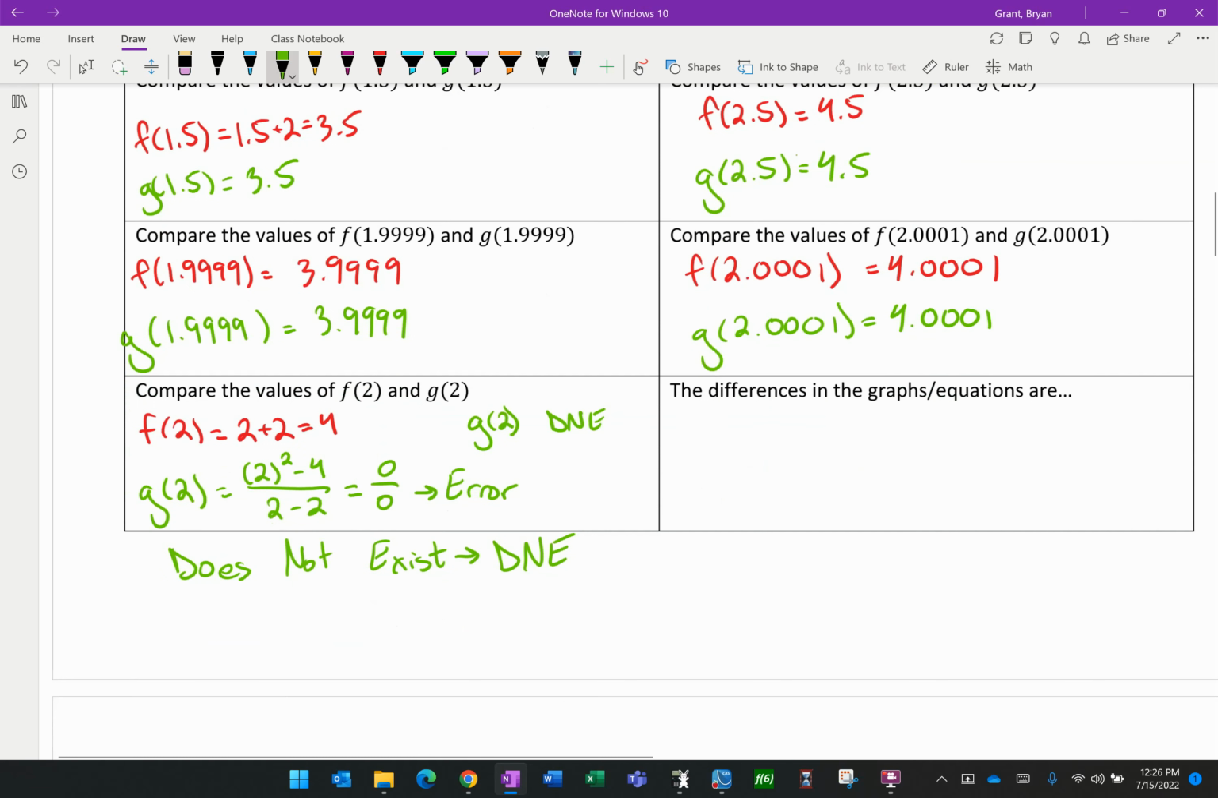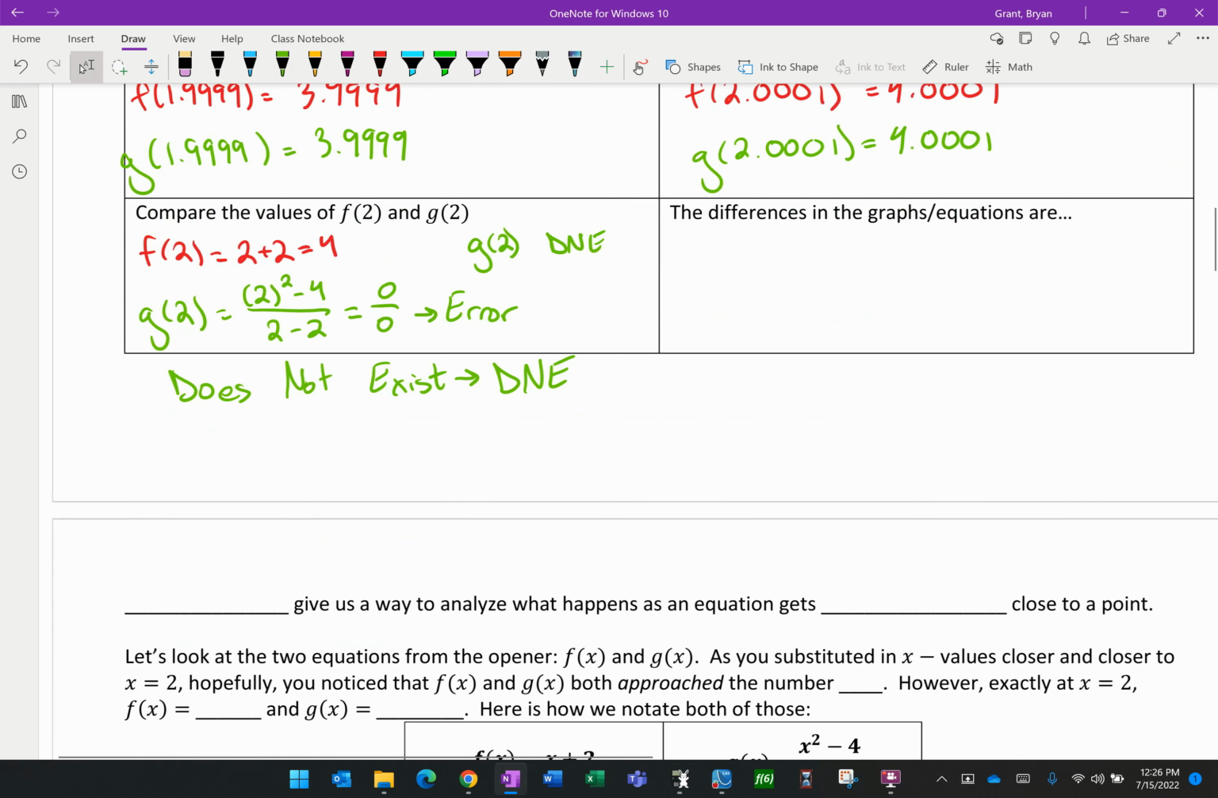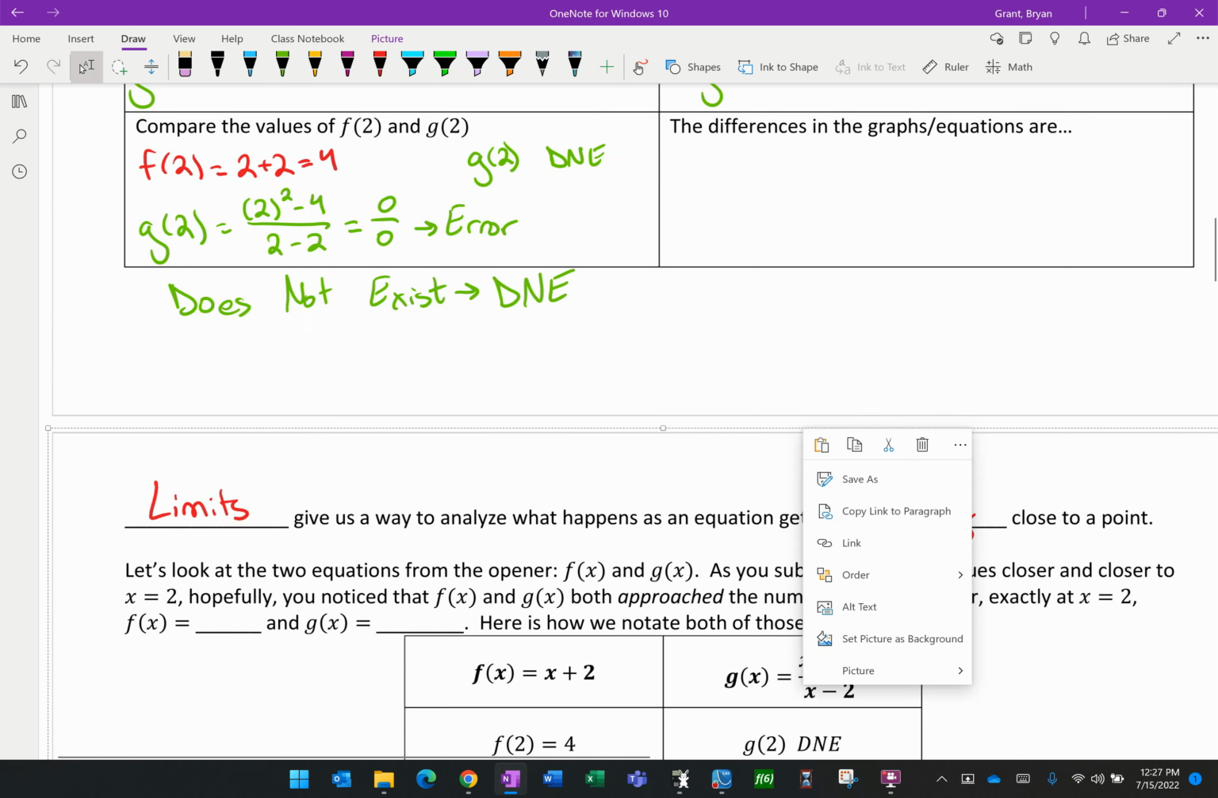Okay? Now, what we've done here is really look at the idea of a limit without calling it as such. So let's go ahead and start into some definitions. Limits, there's that word, give us a way to analyze what happens as an equation gets infinitely close to a point. So if we look again at the two equations from the opener, and you're probably sick of them by now, but that's all right, f of x and g of x, as we substituted in x values closer and closer to x equals 2, we notice that f of x and g of x both approach the same number, right?